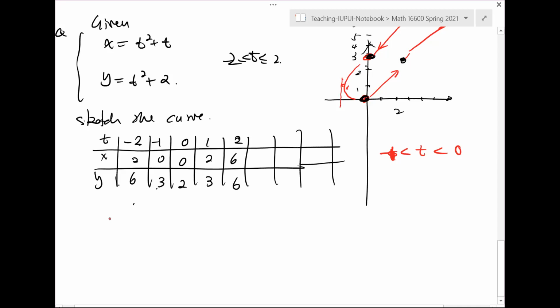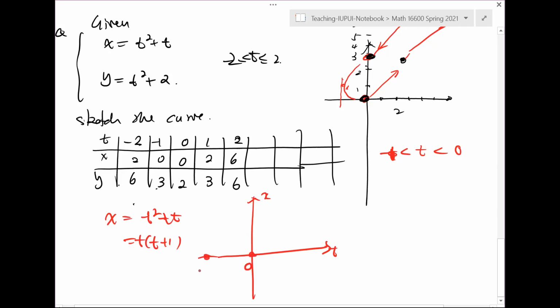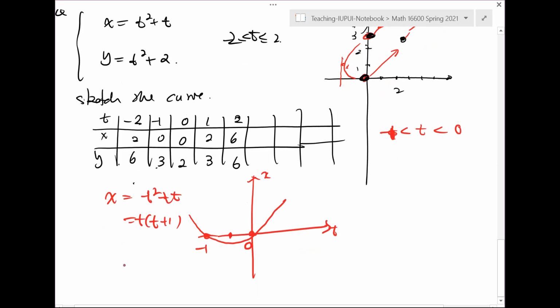So this is what I'm trying to do. x equals t squared plus t. So I'm going to look at this graph, t and x. When t equals 0, x is 0, and when t equals -1, x is also 0. So this is a graph for the equation x equals t squared plus t. Clearly, x has a minimum value when t equals -1/2. So I think we should choose -1/2.